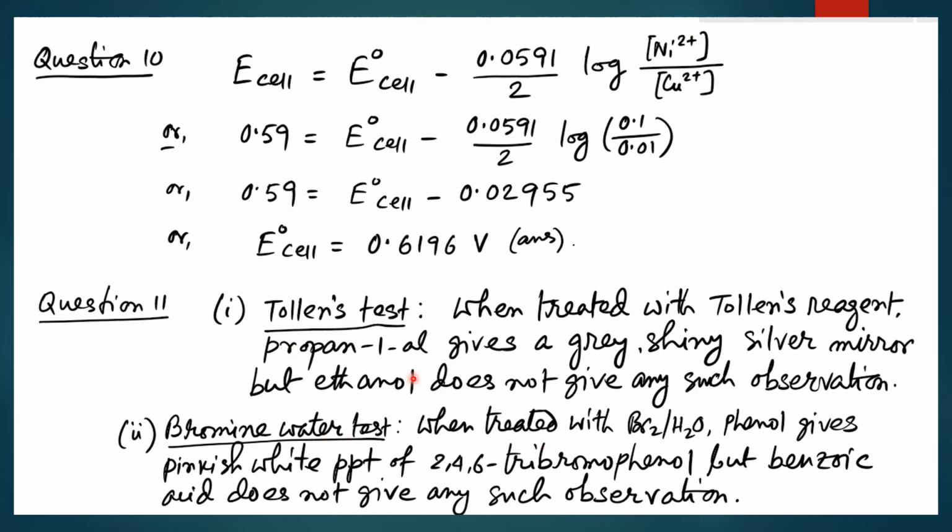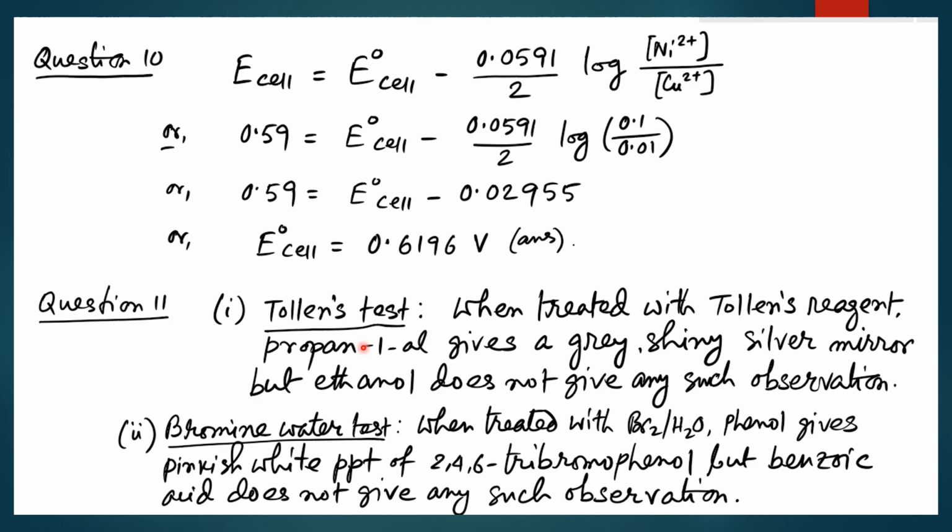It was given ethanol versus propan-1-ol. I have used Tollens test here. You can use iodoform test also. Propan-1-ol will give negative test for iodoform. It will not give the precipitate of iodoform, but ethanol will give positive. Otherwise, you can use Fehling's test also.